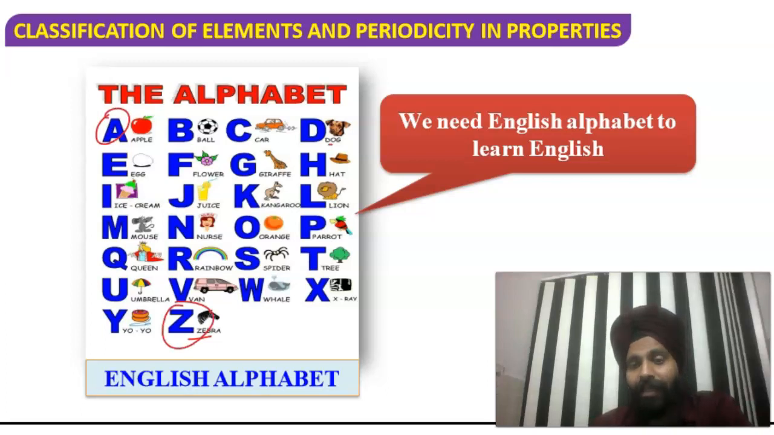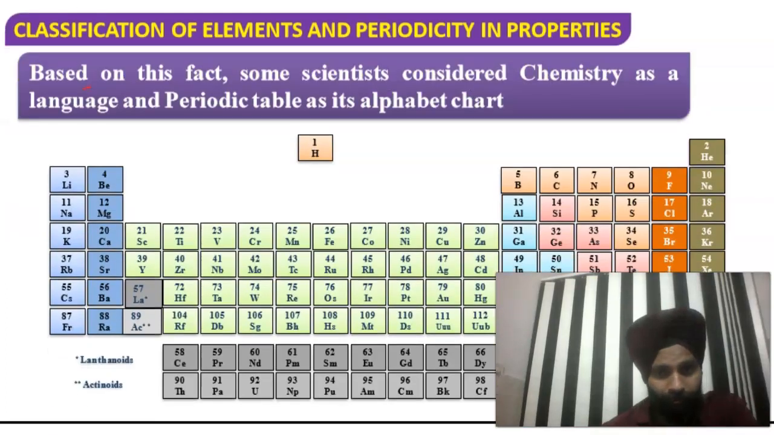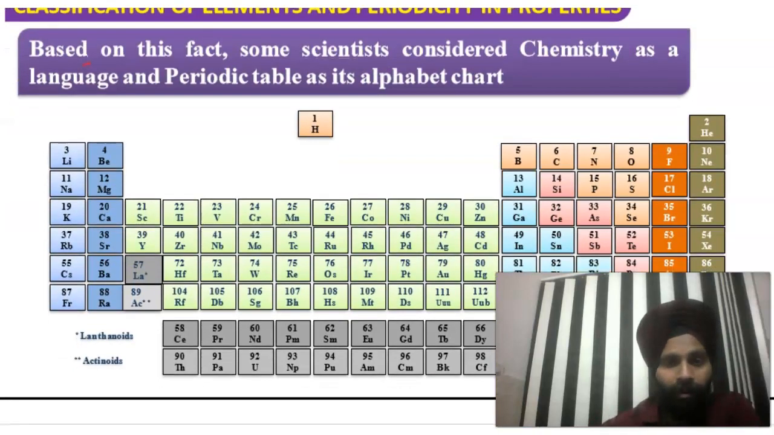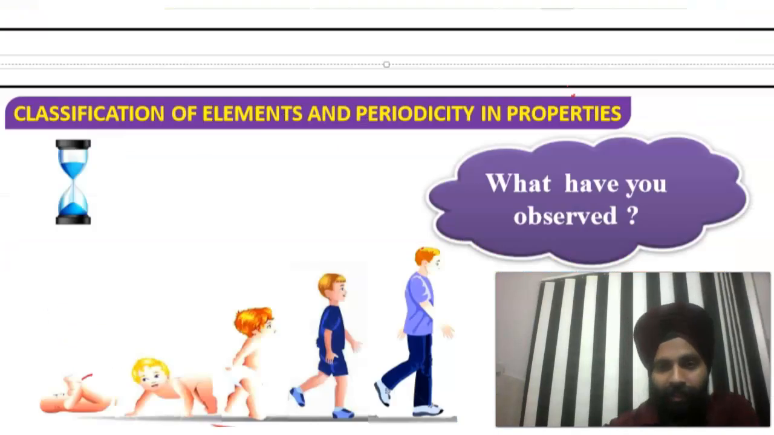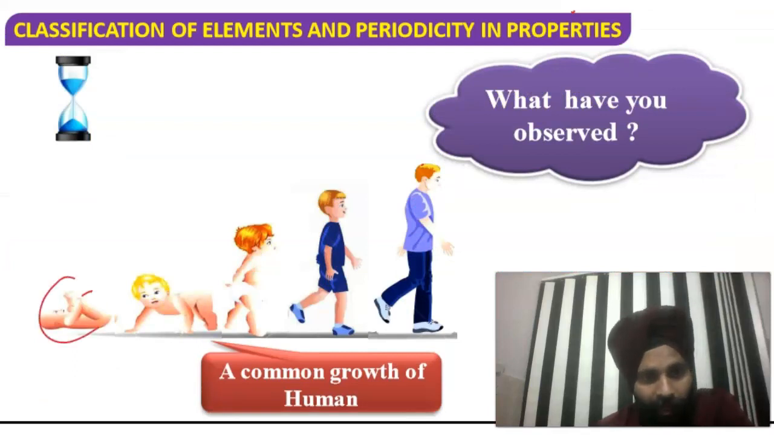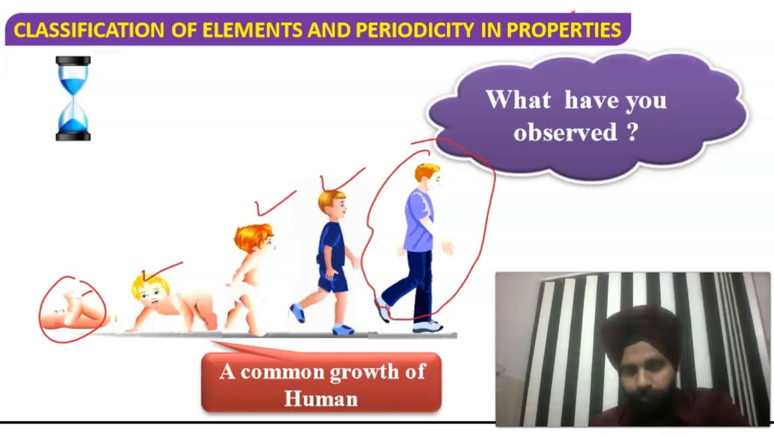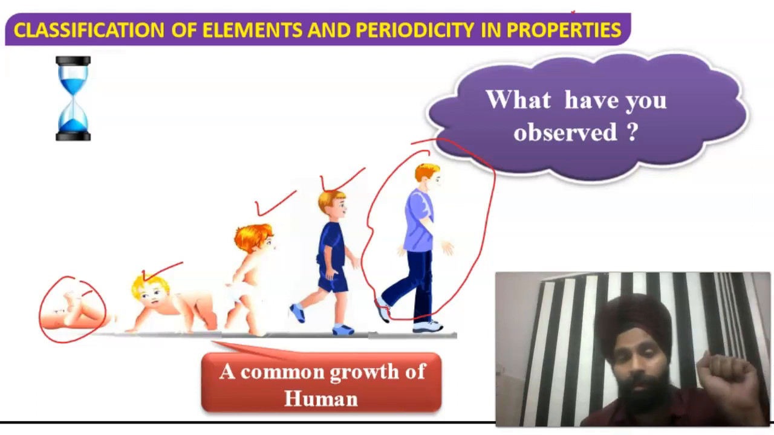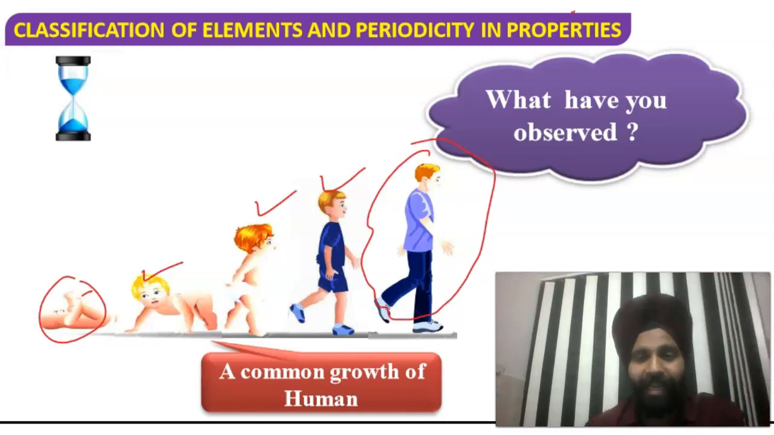Similarly, take an example of a newborn baby. When a newborn baby is born, the little baby grows with time and becomes a man. All these things happen step by step, and it is the common growth of any human. I am discussing these things with you to understand why we need the tables of Mendeleev, Newlands, Döbereiner, and the modern table.